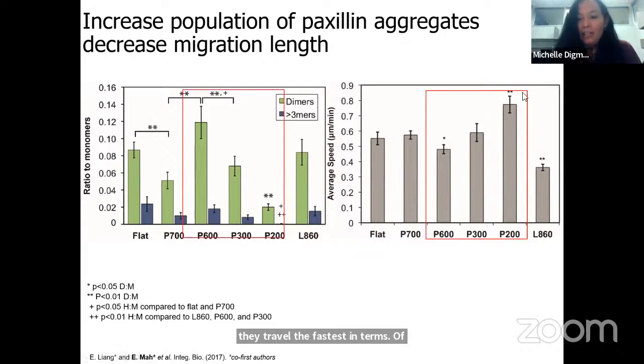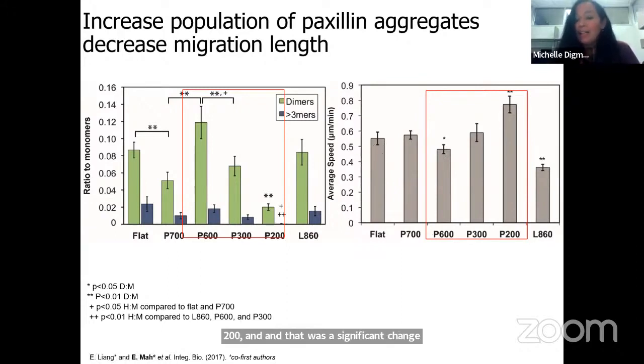And there is a trend going down with the percent of population of dimers and greater than 3-mers, with a change in speed here. So you see they're anti-correlated. We have that on the P600, the cells actually traveled the slowest compared to the P200. And that was a significant change relative to the flat cells.